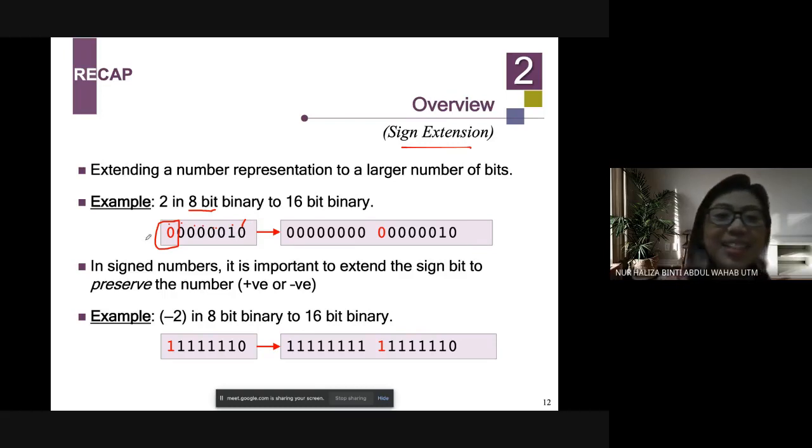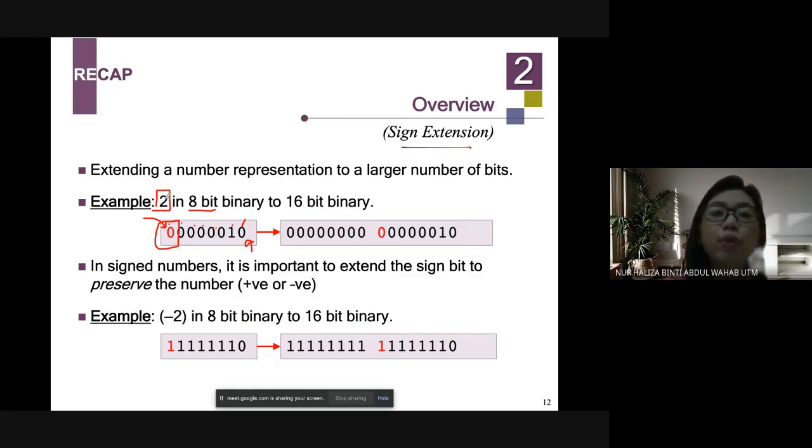So this one you can see that there is 8 bit. So everything over here is 8 bit. And you can see that this is MSB. Yesterday I already showed you the left one is MSB, the right one is LSB. So you can see this is a positive number.